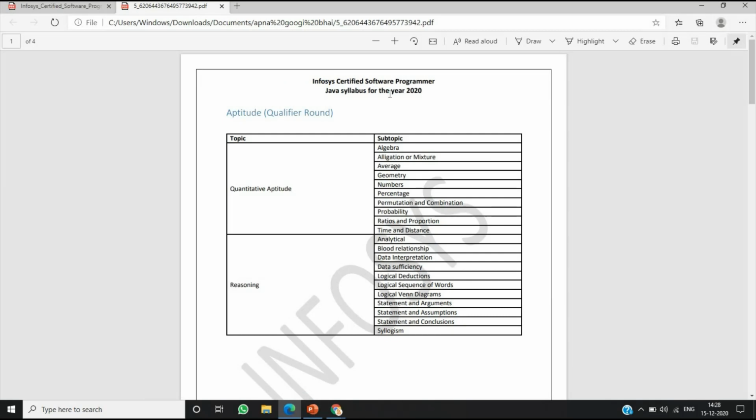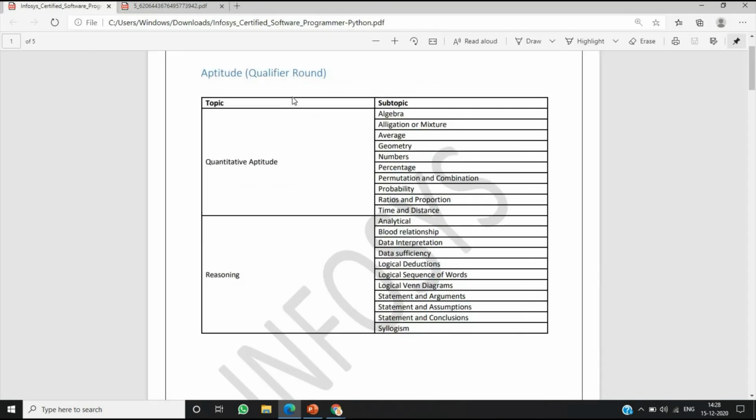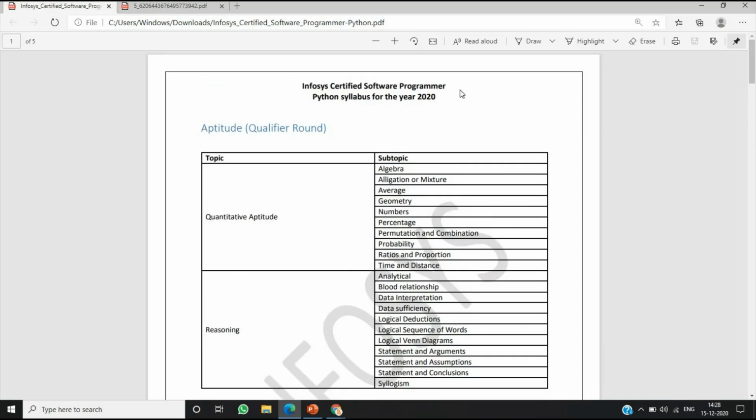You can see that this is a Java syllabus and this is a Python syllabus for the year 2020. I am giving the exam in 2020, so this is the official syllabus on the Infytq website. For the 2022 batch, Infosys will release the syllabus for the qualifier round soon.